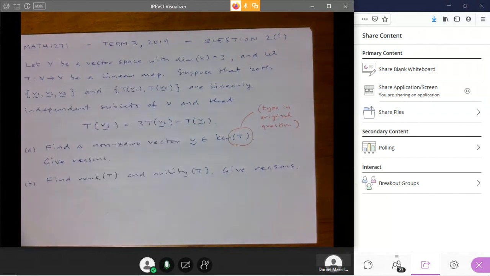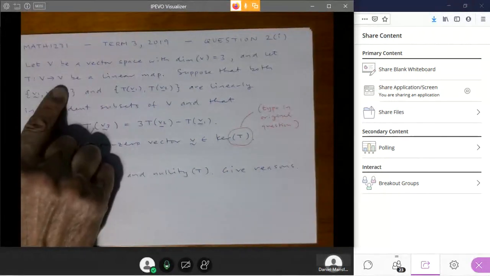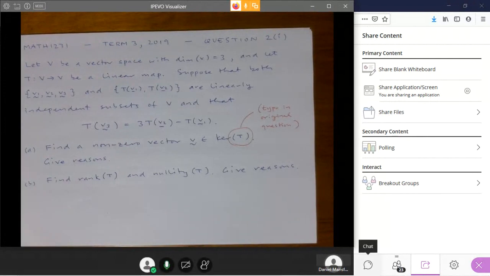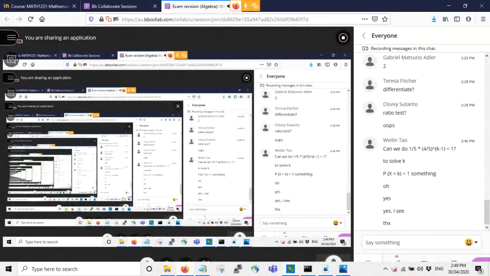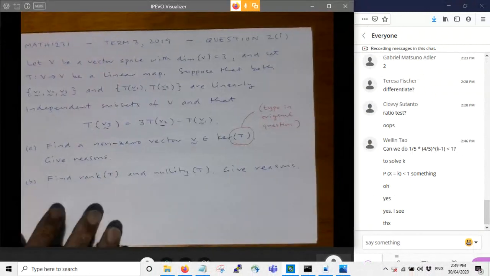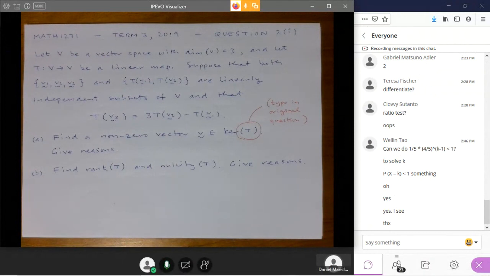In fact, I'll ask you, can people write that down for yourselves straight away? What if I say T from V to V is a linear map? That means 2 conditions. Could everybody please try writing them down? And if you feel like it, type them in chat as well. Because once again, always really important to make sure you know what the terminology means. Otherwise, you're getting nowhere.